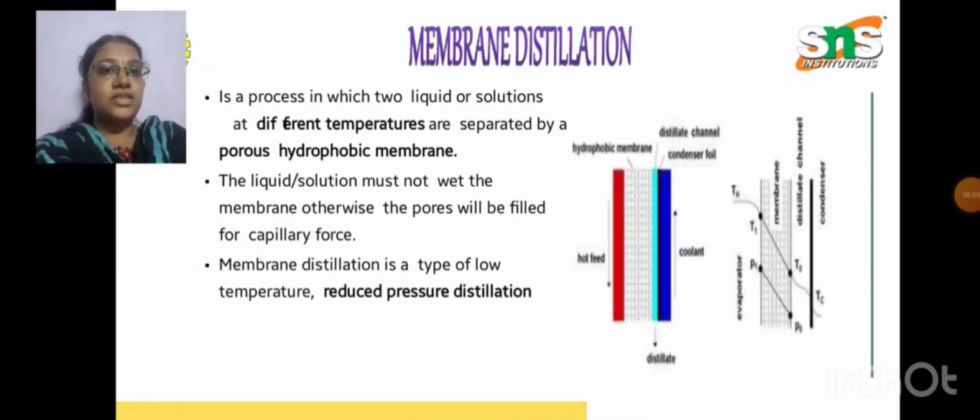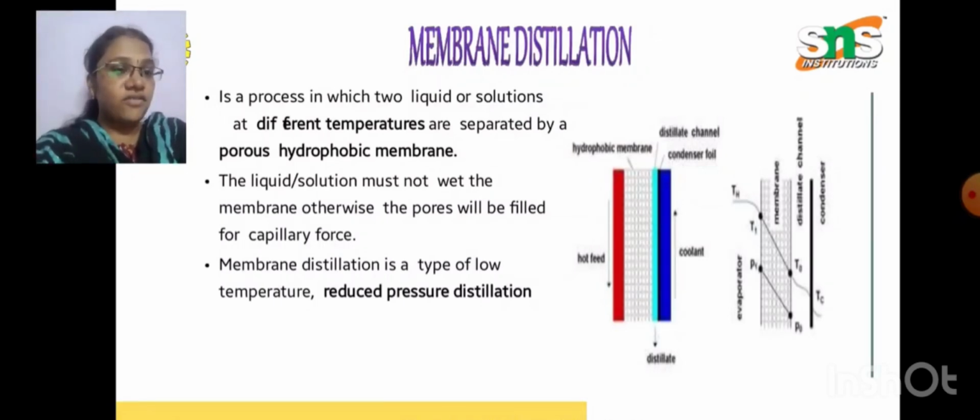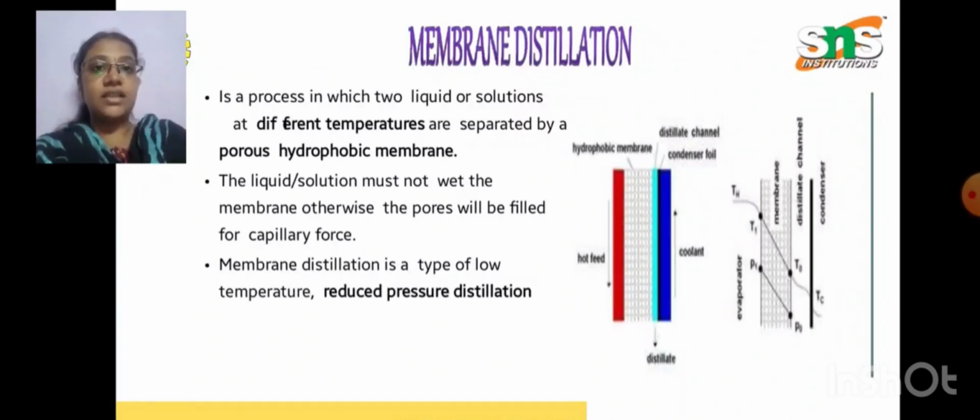Next is membrane distillation. It is also a process in which two liquids or solutions at different temperatures are separated using a porous hydrophobic membrane. In this picture we can see the hydrophobic membrane that is used, and the hot feed goes in and the coolant is fed on the other side, and a condenser foil will also be there. In the next picture you can see how the two different liquids get separated by the membrane. There will be a distillate channel, and the condenser will act upon this hydrophobic membrane to conduct the distillation process.